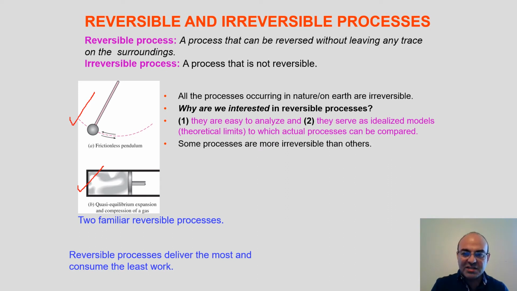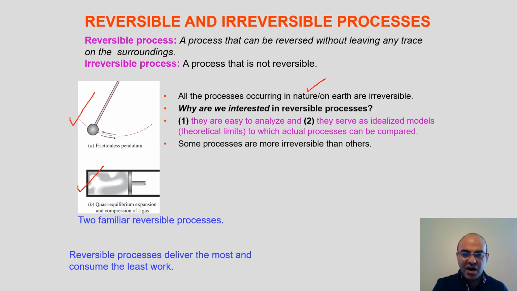So all the processes occurring in nature, and by nature we mean actually on Earth, in the atmosphere of the Earth, are irreversible. In reality, we do not have reversible processes because friction is present and processes can be fast. But this is an idealization that we make in order to simplify things.